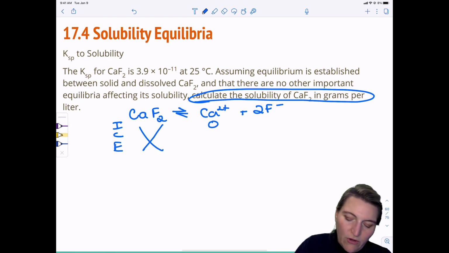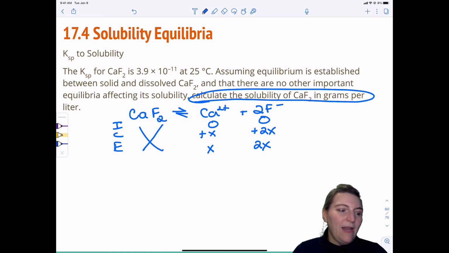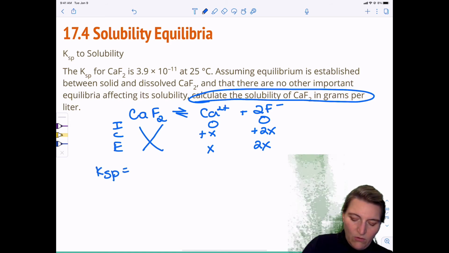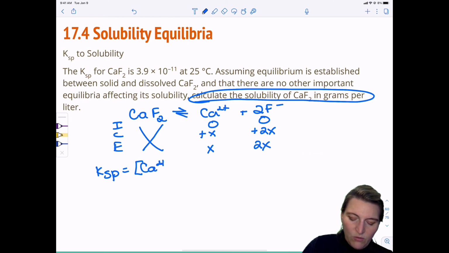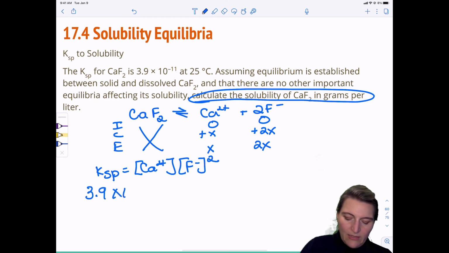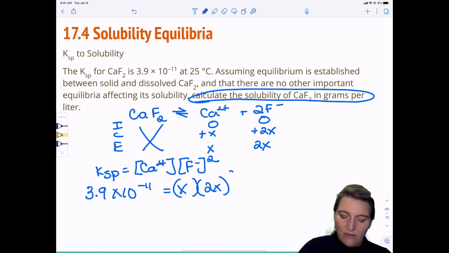These guys are going to start at 0. This is going to go up by x. This guy is going to go up by 2x. So x and 2x. And now I can plug it into my Ksp. Ksp equals the concentration of the Ca2+ times the concentration of F- squared. I know the Ksp is 3.9 times 10 to the negative 11. The Ca2+ is x. The F- is 2x, and that's all squared.